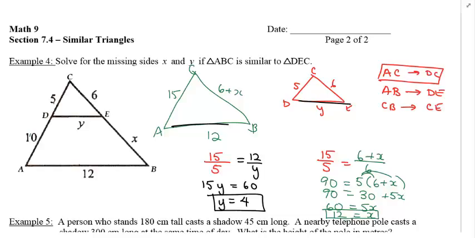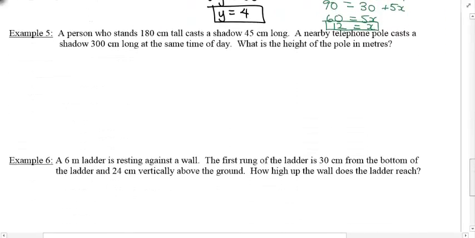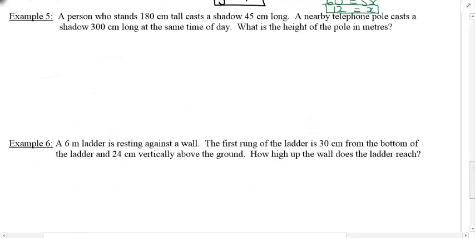Alright, let's try example number 5, and then we'll do 6 and then we'll be done. See if you can draw a picture of what's going on here, okay? A person who stands 180 centimeters tall casts a shadow that's 45 long. So here's 180, and he has a shadow that is 45 centimeters long on the ground. A nearby telephone pole casts a shadow 300 centimeters long. So same thing, the pole's like here, but the shadow is now 300 centimeters long. And the question is, what is the height of the pole?